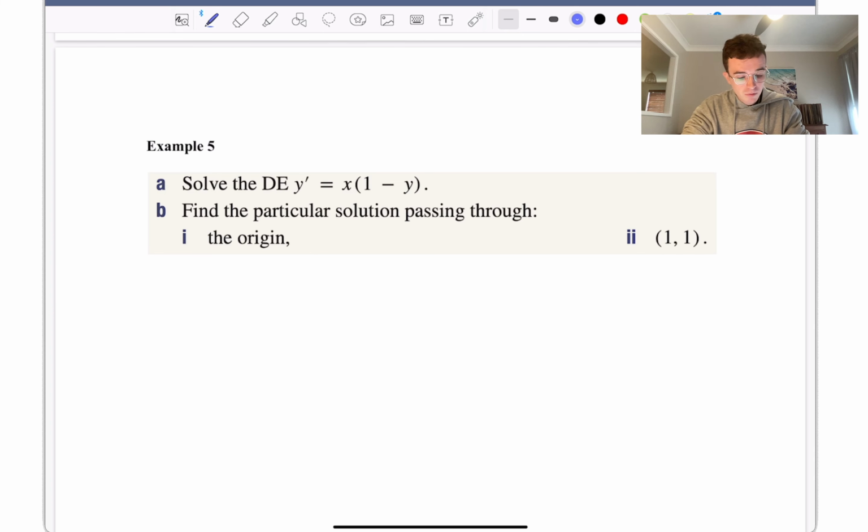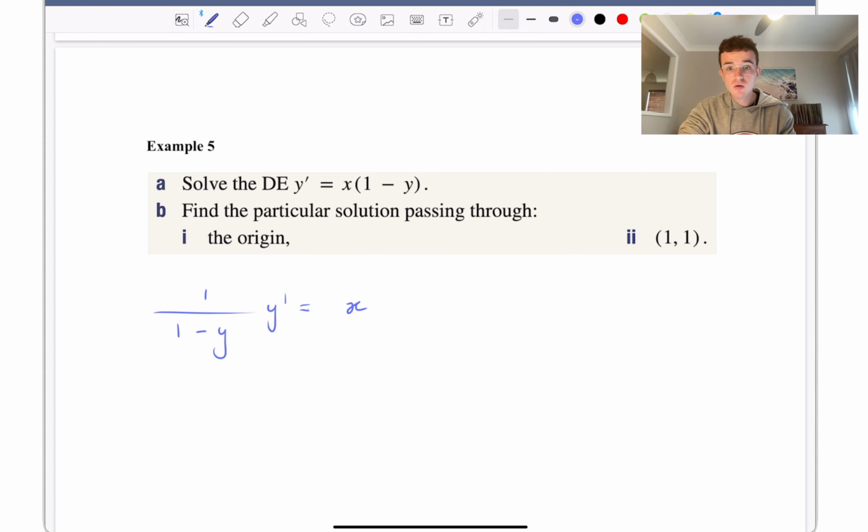So example number 5 asks us to solve the differential equation y dash is equal to x times 1 minus y. Now first of all, this is a first order differential equation, and that's because the highest derivative is the first derivative, y dash. It's also separable because we've got a function of x times a function of y. So to solve these separable differential equations, we're first of all going to divide by 1 minus y to get it over to the other side. So 1 over 1 minus y, y dash, is equal to x.